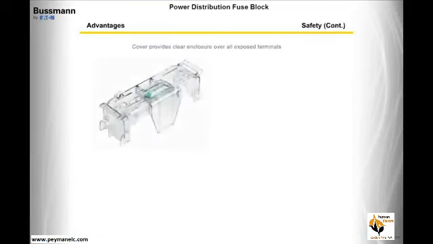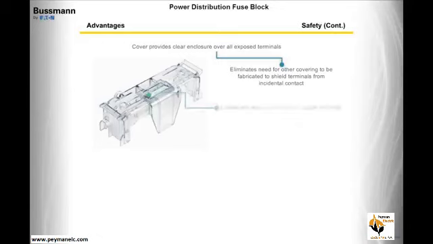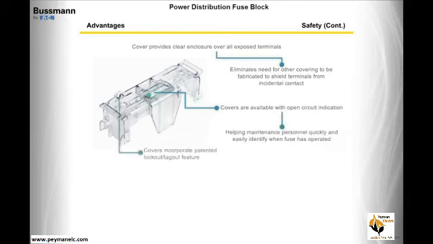The cover provides a clear enclosure over all exposed terminals, eliminating the need for any other covering to be fabricated to shield the terminals from incidental contact. Covers are available with open circuit indication, helping maintenance personnel quickly and easily identify when a fuse has operated. Also, the covers incorporate a patented lockout/tagout feature, giving maintenance personnel a safer way to isolate the circuit while downstream maintenance is performed.